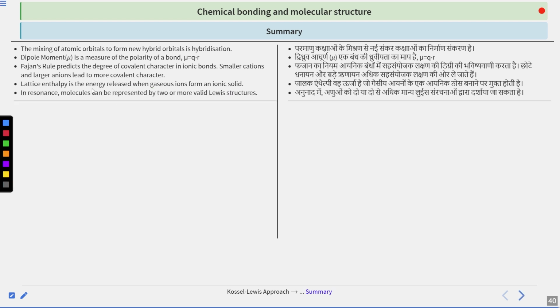Now in resonance, a molecule can be represented by two or more valid Lewis structures. That is called resonance, and each of the structures is called a resonating structure, whereas the average of these is taken as the resonance hybrid, which is a hypothetical structure that we keep for our reference. So this was for today's session.